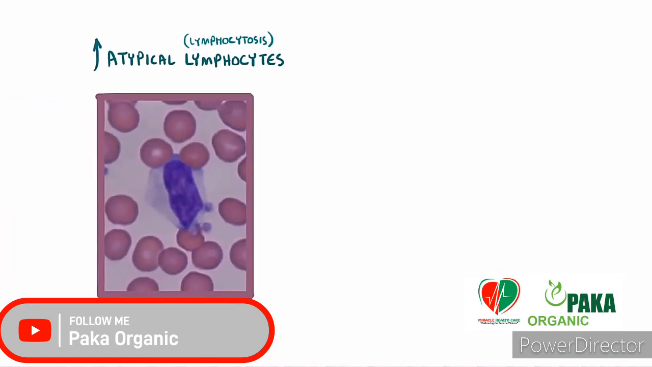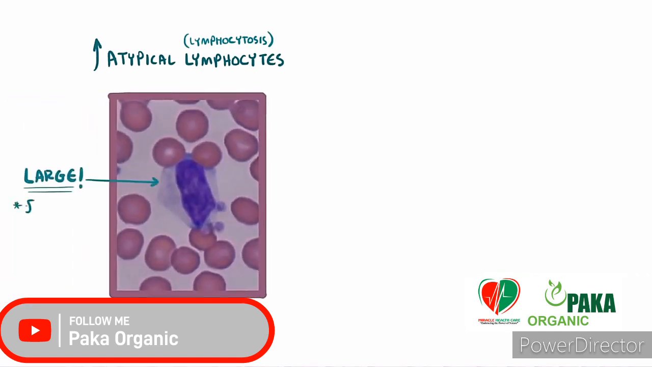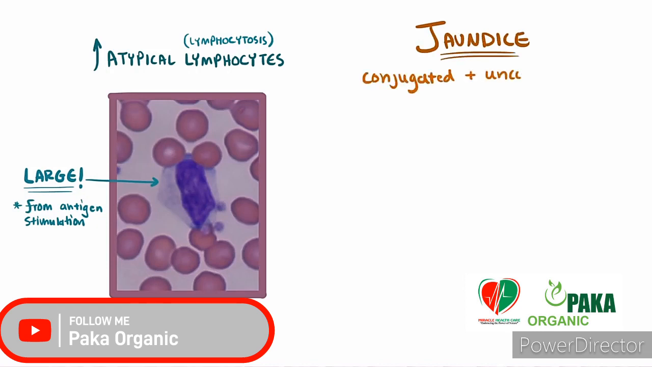Also, elevated levels of atypical lymphocytes are common to see with viral hepatitis, known as atypical lymphocytosis. The lymphocytes are usually huge, very large, due to stimulation from antigens, in our case the hepatitis virus antigens. Patients often also end up developing jaundice, with a mix of both conjugated bilirubin and unconjugated bilirubin.